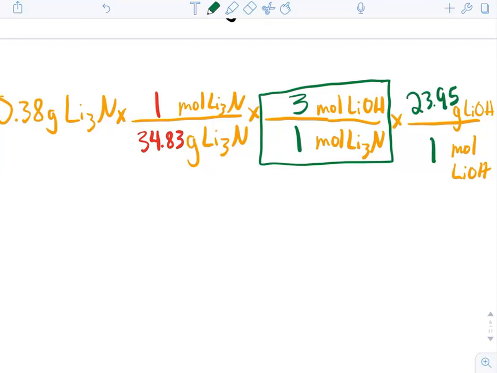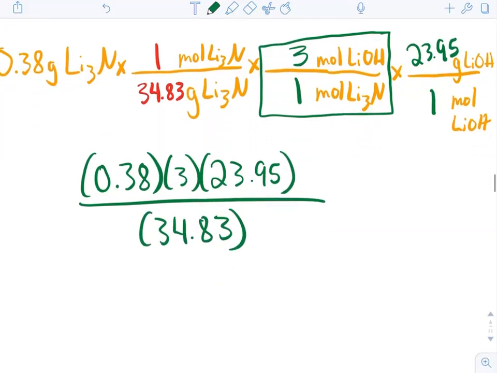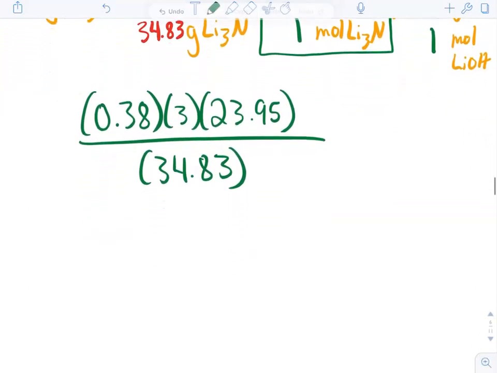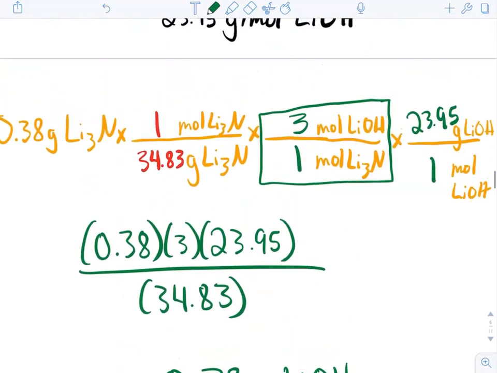Okay, and whenever you type this in your calculator, you want to type 0.38 times 3 times 23.95, and then divide all of that by your 34.83 and round to 2 decimal places. And whenever you do that, you should get 0.78 grams of LiOH. But again, I want to reiterate, the only time you will have a number that is something other than a 1 in front of the mole is whenever you are looking at the mole ratio. That is the only time that that will happen.